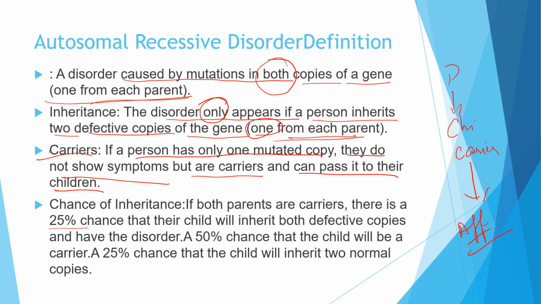There is a 25% chance that their child will inherit both the defective copies and have the disorder, 50% chance that the child will be a carrier, and 25% chance that the child will inherit two normal copies. So this is the probability of an autosomal recessive disorder: 50% chance of being a carrier, 25% chance of a child inheriting the normal copies, and 25% chance of inheriting both the defective copies. So this is autosomal recessive disorder.